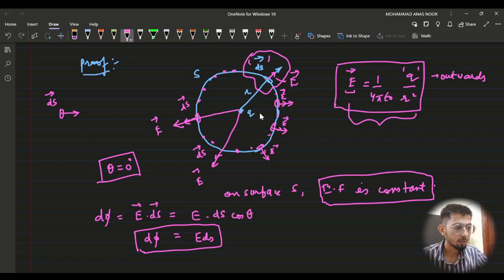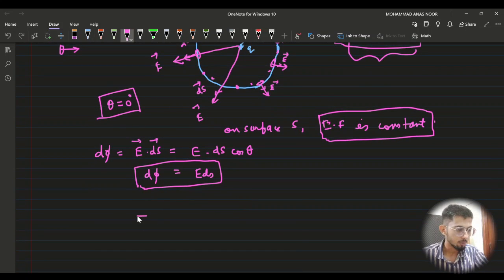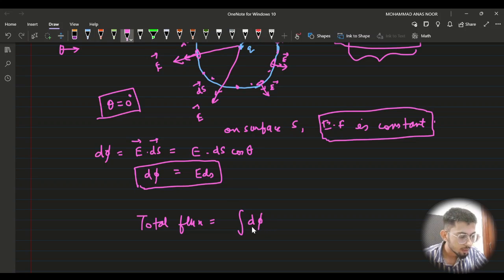Now what is the total flux? Total flux is given by the integral of d phi. That means adding up all the small fluxes produced by each one of the d phi's, and that is given by, so d phi can be replaced by E ds from this equation. So in place of d phi you can write E ds here.